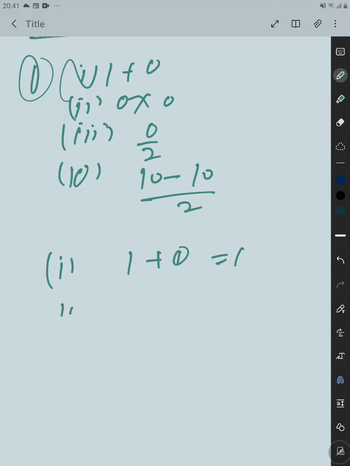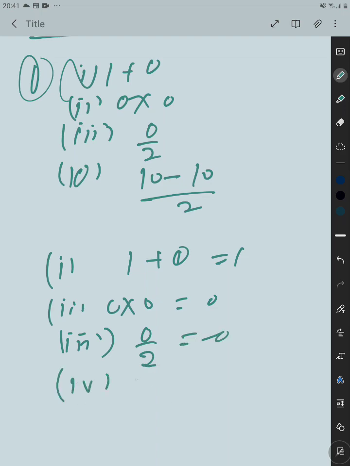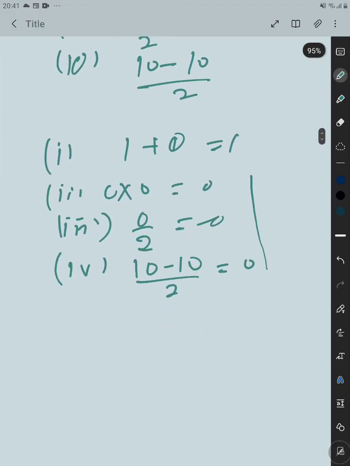The second one, 0 cross 0, will be equal to 0, and the third one, 0 upon 2, is 0. The fourth one is 10 minus 10, which is 0, so 0 upon 2 is equal to 0. So from the second to the fourth, all represent 0, but the first one is not representing 0. So what we will write? We will write: 1 plus 0 does not represent 0.